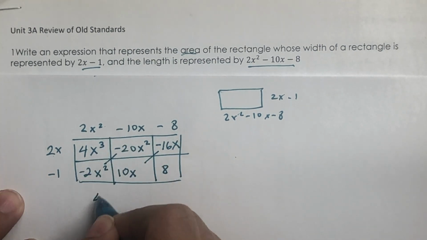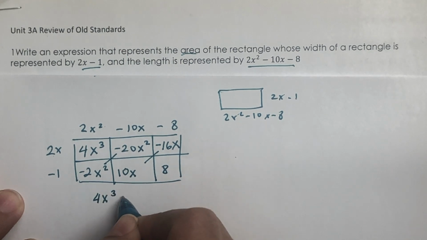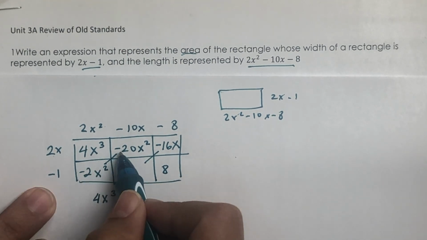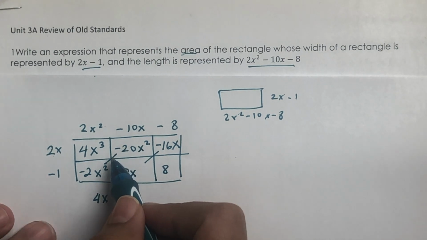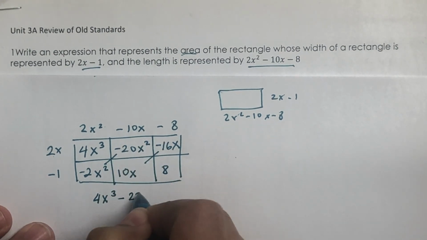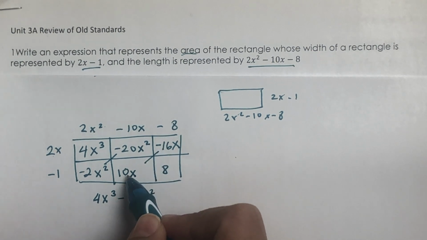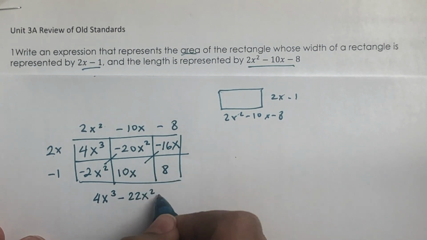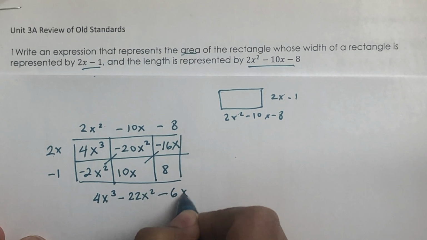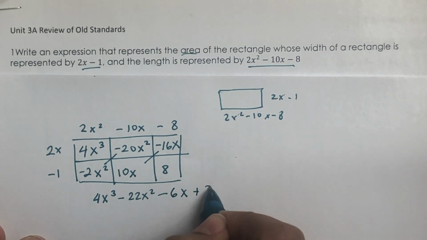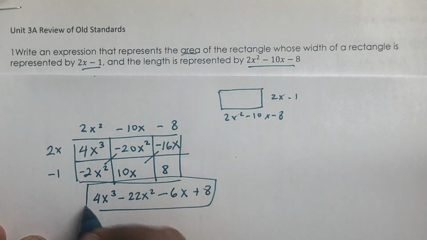Now I combine it, so I'm going to get 4x cubed. And then I've got negative meets negatives. What's going to happen? They're going to join and grow more negatives. So that's negative 22x squared. Negative meets positive. They're going to fight. Who's going to win? Negatives are going to win by how many? By 6. And just plus 8. And this is my area.